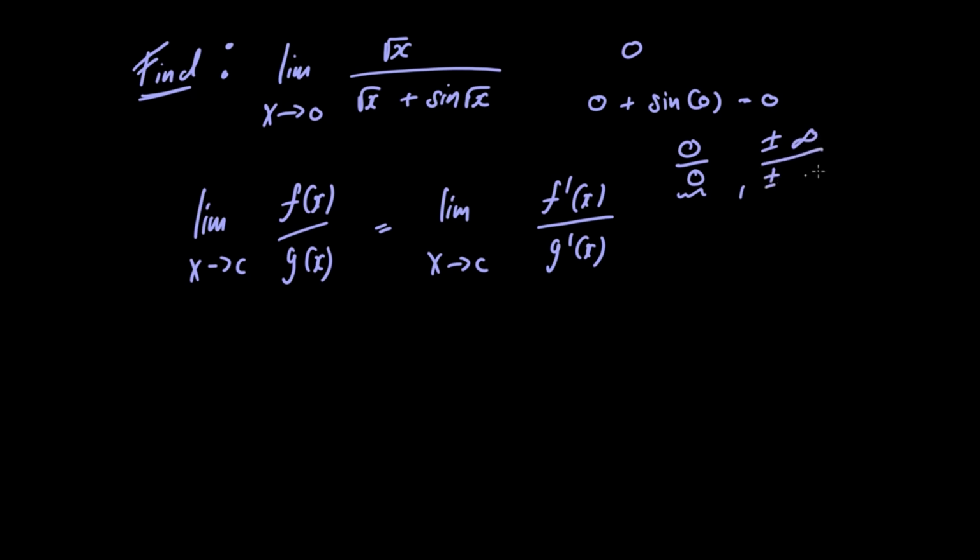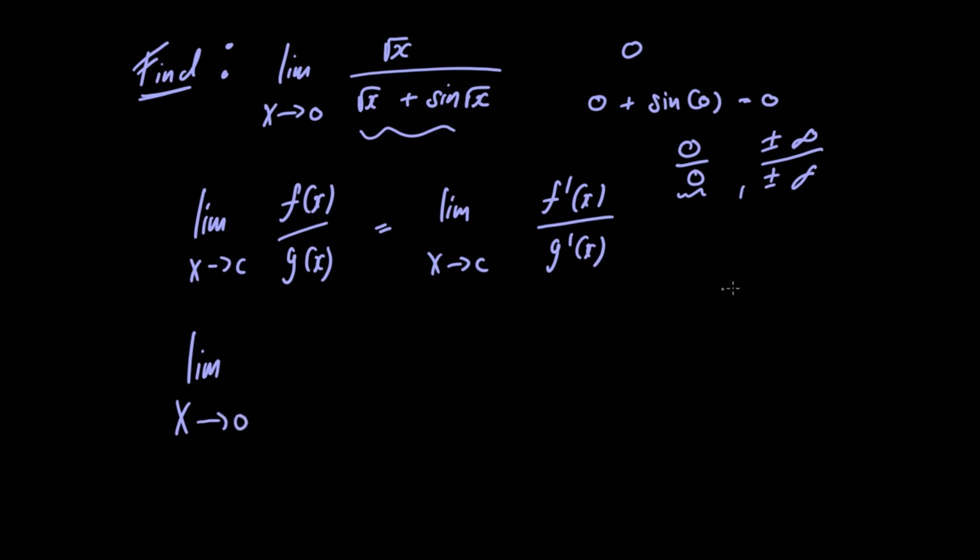Now, our limit here is of indeterminate form 0 over 0, and the numerator and the denominator are both differentiable at 0, so we can go ahead and apply L'Hopital's rule to this problem to try and solve it. So doing that, we have the limit as x approaches 0.